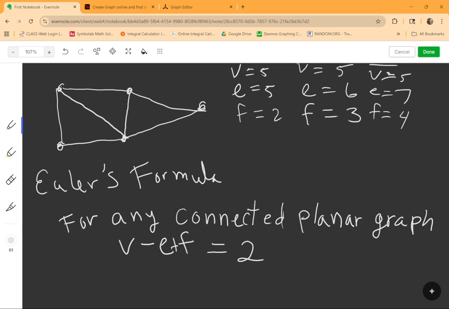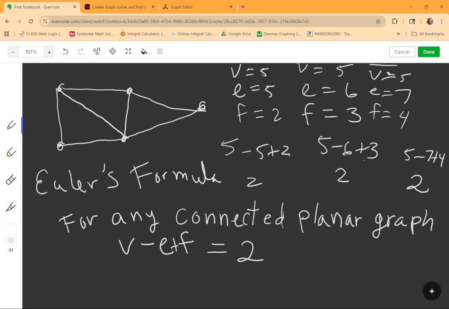We can see here that the net change in each step of the way is 0. So we could state up here these examples that we have. V minus E plus F, so that's 5 minus 5 plus 2, so 2. Then here 5 minus 6 plus 3: 5 minus 6 is negative 1, plus 3 is 2. And then lastly, 5 minus 7 plus 4: 5 minus 7 is negative 2, add 4, we get 2.